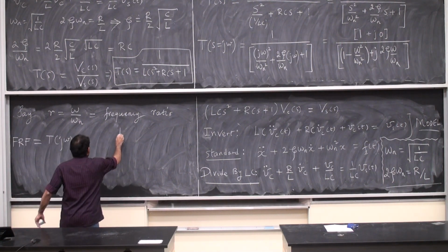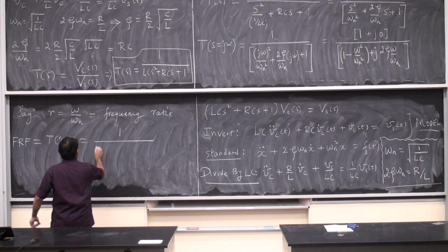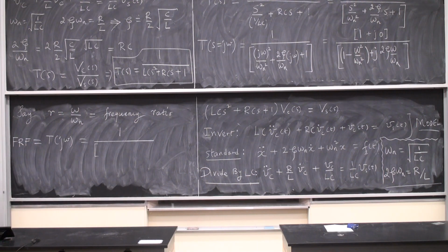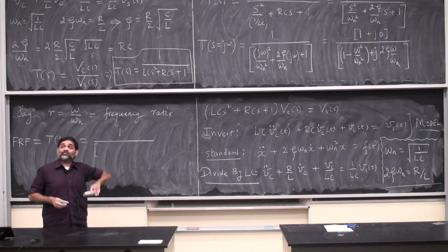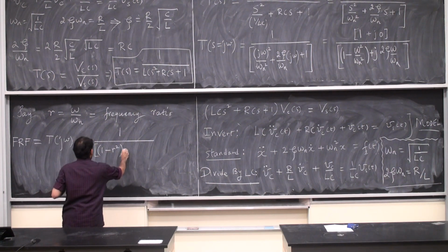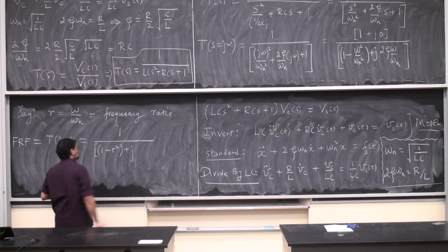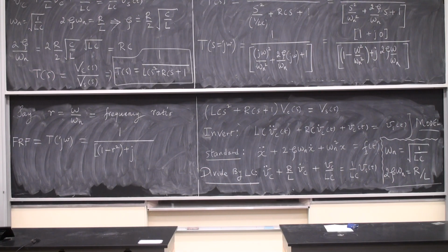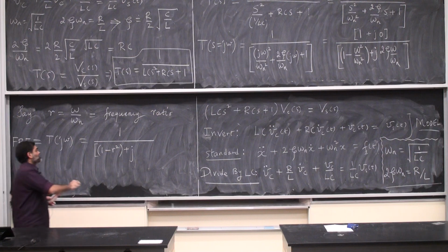If I do the substitution, then my frequency response function, which is T of j omega, is now 1. Wherever I see omega by omega n, replace it with an r. I have an omega square by omega n square, so that's r square. Two zeta omega by omega n, that's an r.